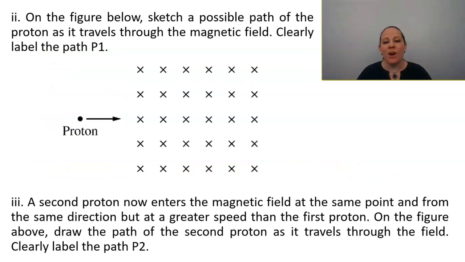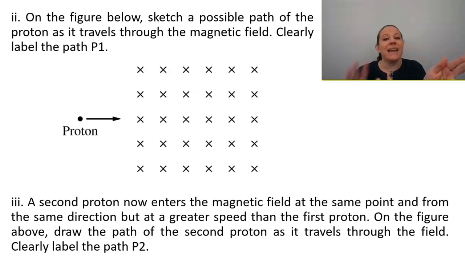Part 2, on the figure below, sketch a possible path of the proton as it travels through the magnetic field. Clearly label the path P1. Well, recall that the magnetic force is perpendicular to both the velocity and the magnetic field, so we can apply the right-hand rule. Part of this is going to look a little backward for you, so I'm going to put all of my fingers in the direction of the proton velocity. I like to leave my first 2 fingers in the direction of the velocity, and then I'm going to curl my 3rd and 4th fingers into the page for the magnetic field.